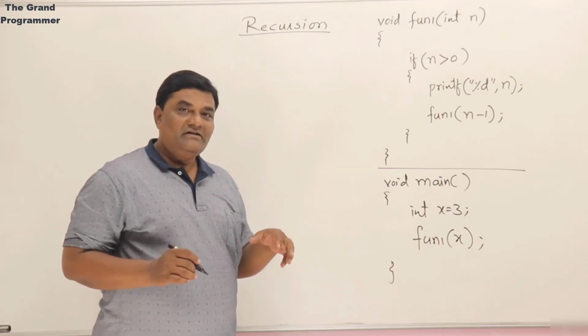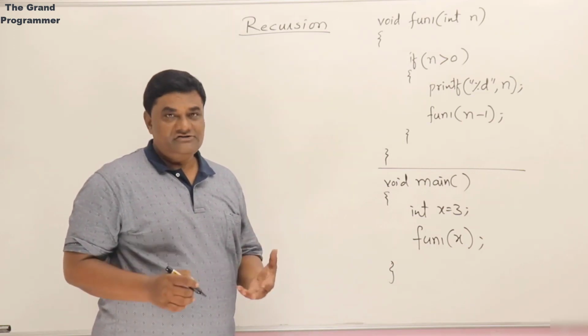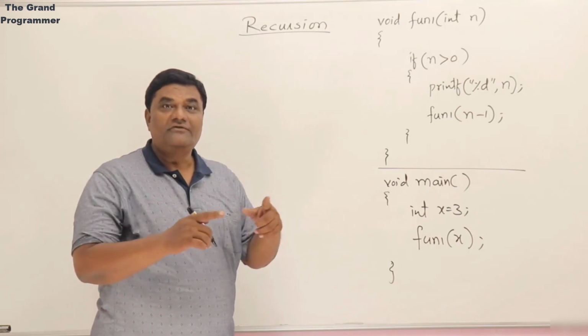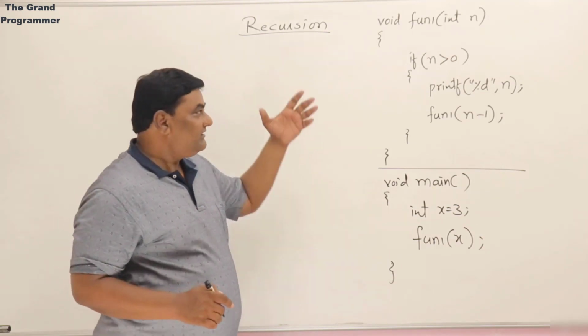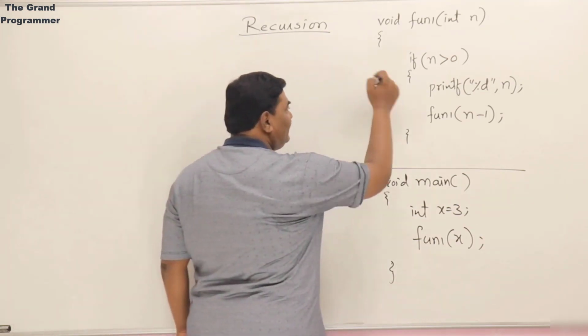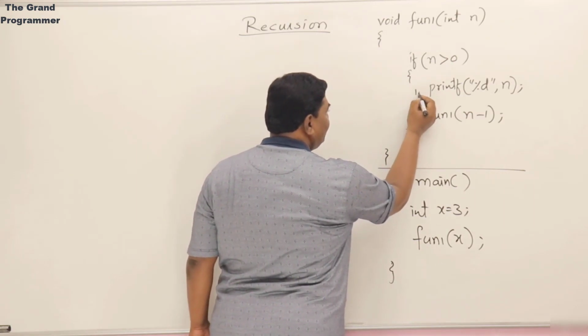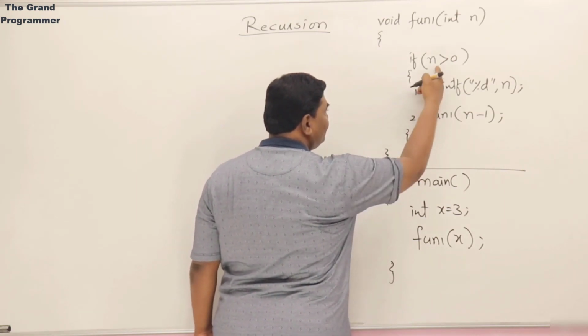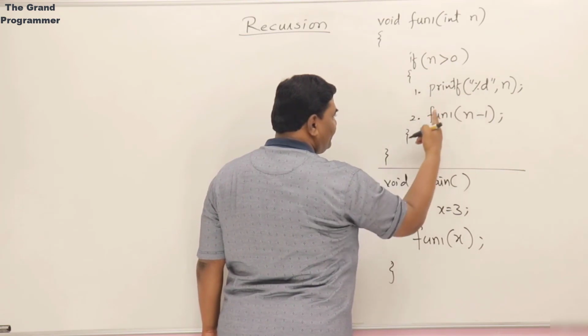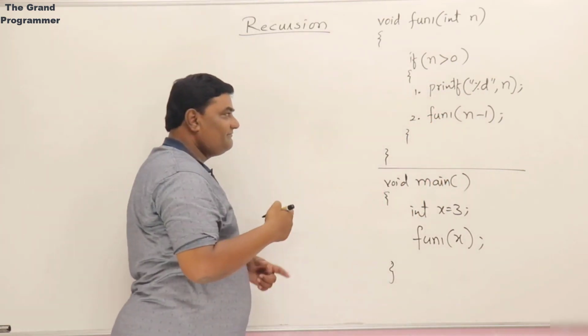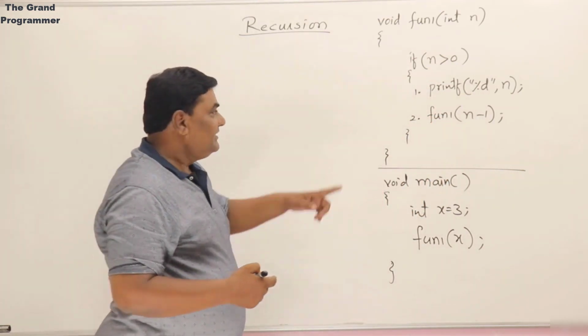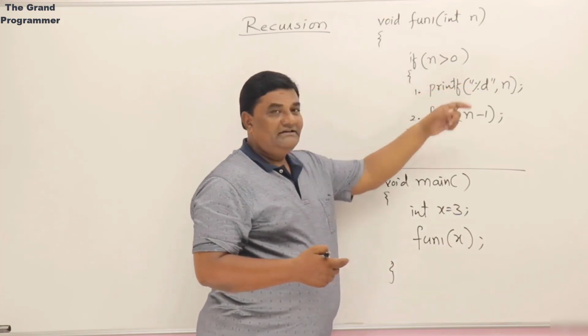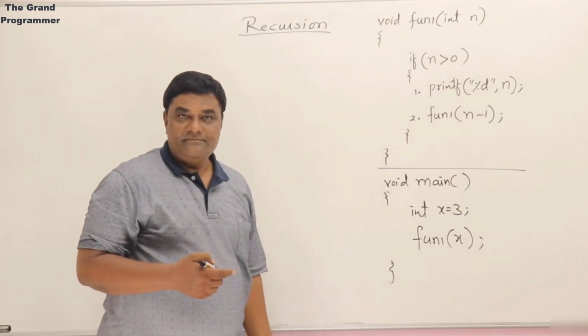How to trace a recursive function? Recursive functions are traced in the form of a tree. So let me start tracing this one. Inside the function there are two steps that it has to perform if this condition is true. First step, it has to print. Second step, it has to call itself by passing n minus 1. And this it has to do only if n is greater than 0.